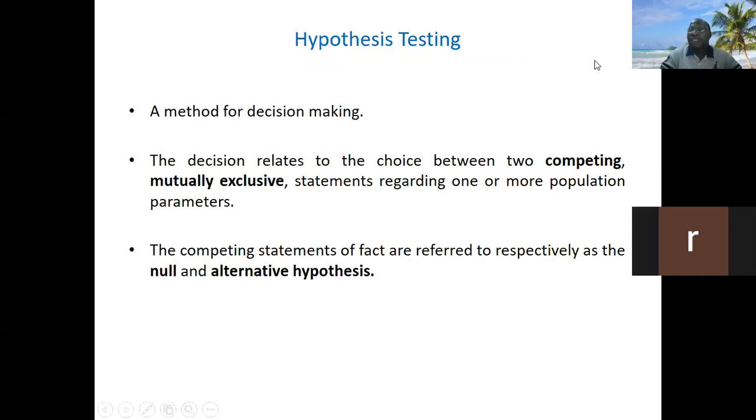The decision we are talking about here relates to the choice between two competing mutually exclusive statements regarding one or more population parameters. As a researcher, you are interested in what is happening in the population. Maybe the weight of the people, or the prevalence of hypertension, or whatever. What you are interested in may come in the form of mean, standard deviation, or in the form of proportion, percentage. It depends on the type of variable you are dealing with.